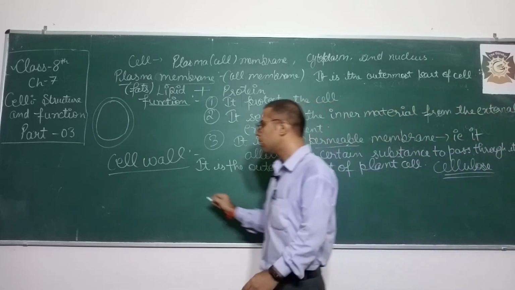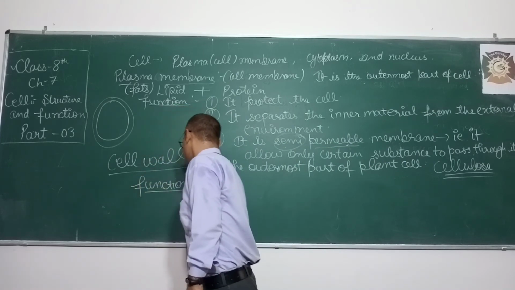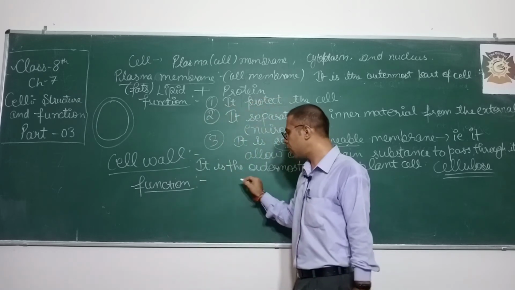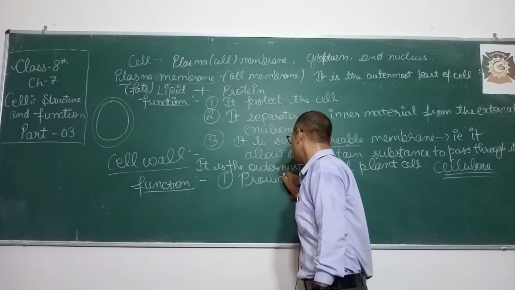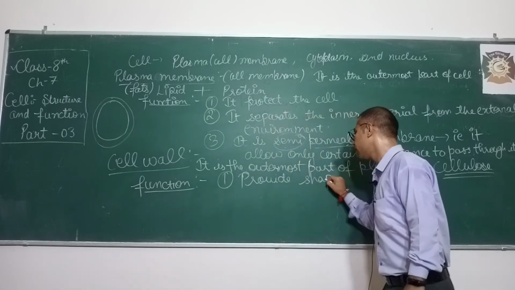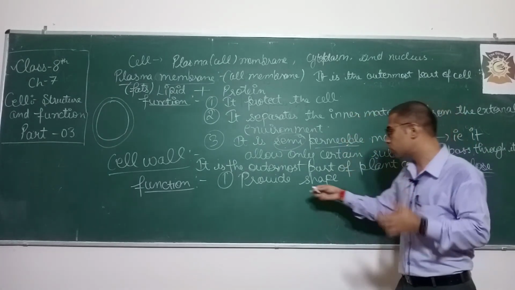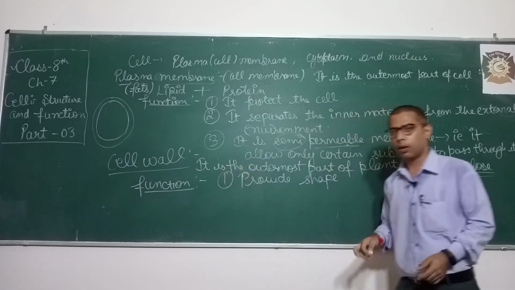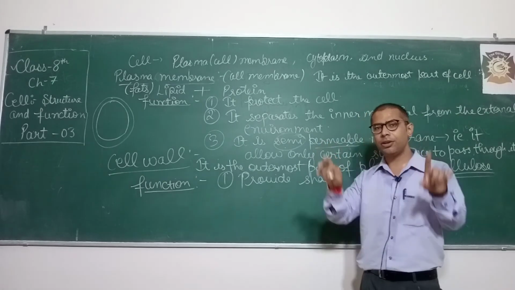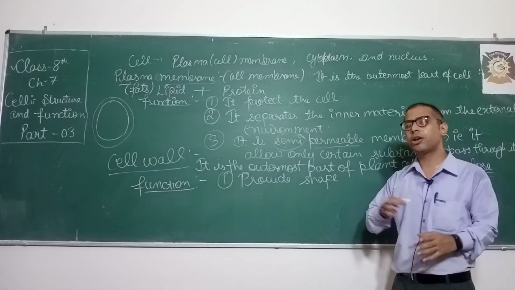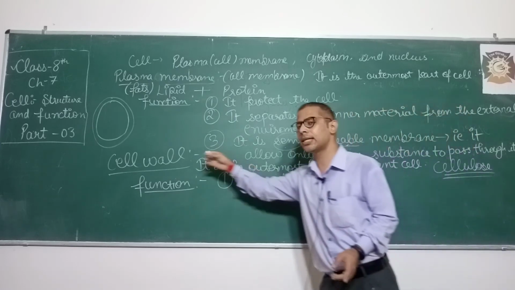Okay, so let's study the function of the cell wall. Very first function, it provides shape to the cell. Whatever shape the plant has is given by the cell wall. Basically, plants are not allowed to move, so the cell wall is rigid in shape, because the plant does not require much movement.